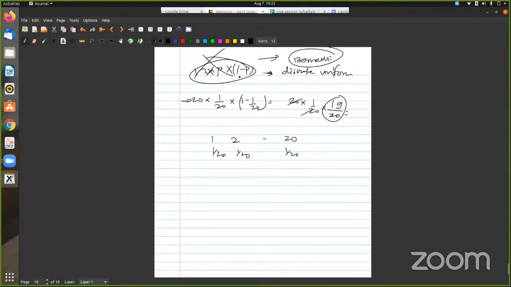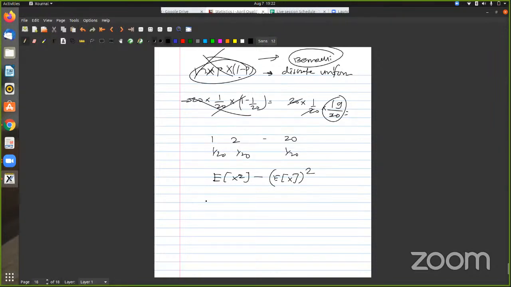No, this is wrong. Do we take (B minus A) whole square divided by 12? No, that formula is for the continuous case. So do we take E of x square minus E of x whole square here? You can do it that way. So expectation of x square minus expectation of x, whole square.